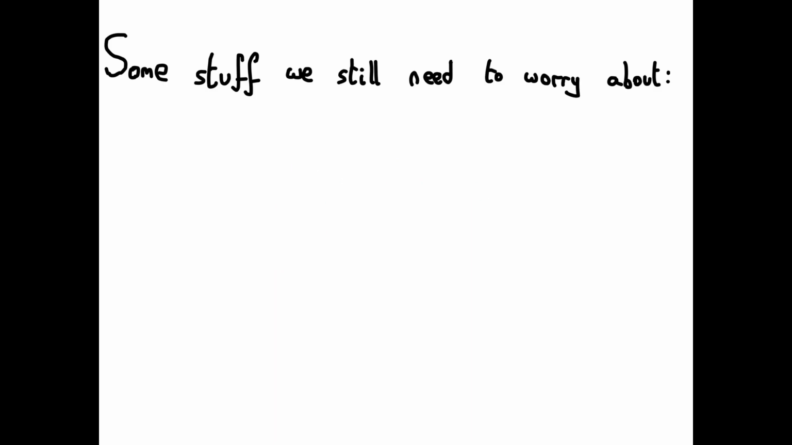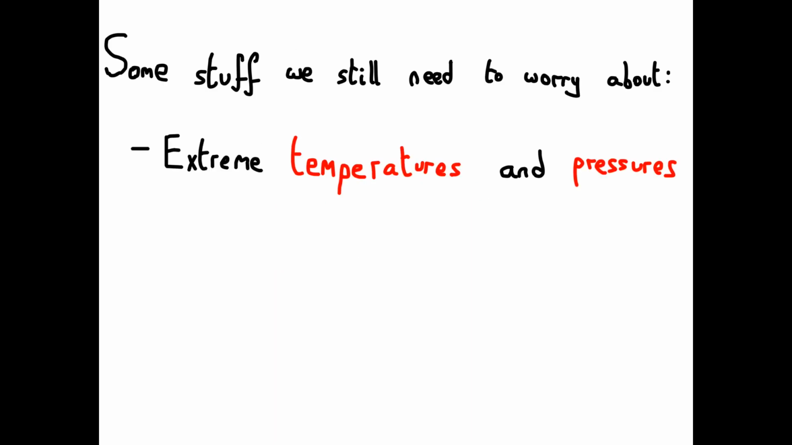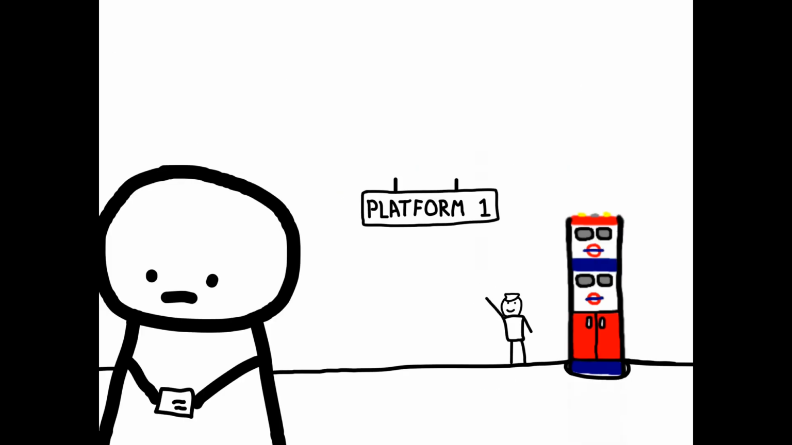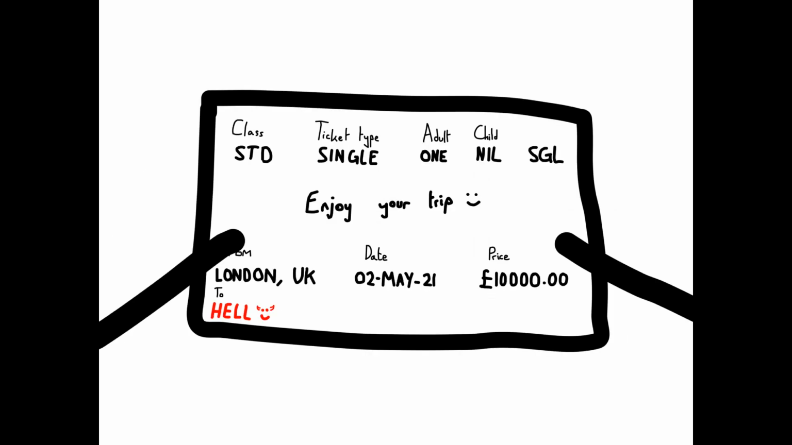But there are still some issues that we need to look into, the most important of these being extreme temperatures and pressures. The center of the Earth is 6,000 degrees Kelvin, and has a pressure of 330 gigapascals, which is over 3 million times atmospheric pressure. Given these wildly hostile conditions, even if we were able to manufacture a train to withstand the extreme temperatures and pressures, technology that we have yet to procure, it will also need to keep its passengers alive throughout the entirety of the 42-minute duration of the journey.